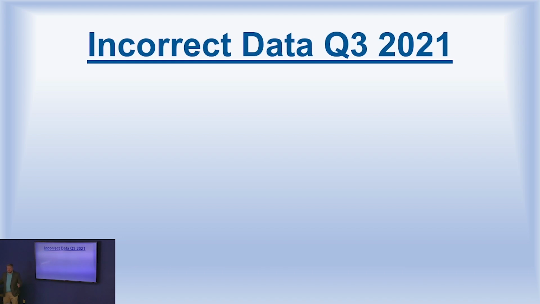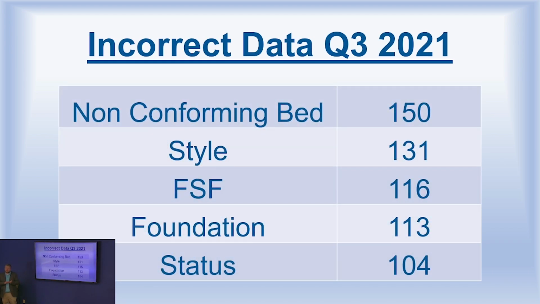Next slide, like I said, I'm going to kind of break down some incorrect and incomplete data. These are just the top 5, and it does drop off pretty steeply after these top 5. I want to say the next number in line was below 50. So it's not too many that go out for different types of incorrect data. But the number 1 up here, non-conforming bedrooms.